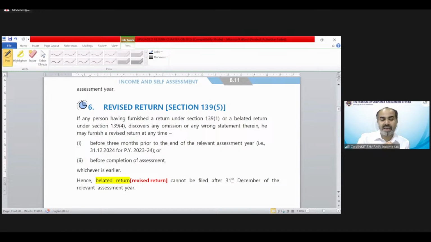Revised return: if any person has filed a return under section 139(1) or has filed a belated return and wants to revise it, if he wants to rectify anything or omit anything, then he can change that return or file that return again. That would be called a revised return. So a belated return or a normal return filed on the due date, both can be revised. And the time period is exactly the same as for filing the belated return.